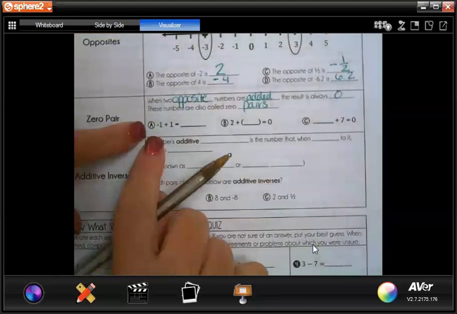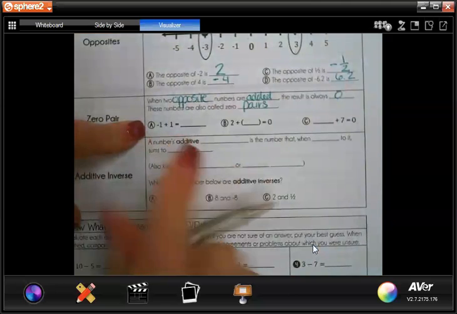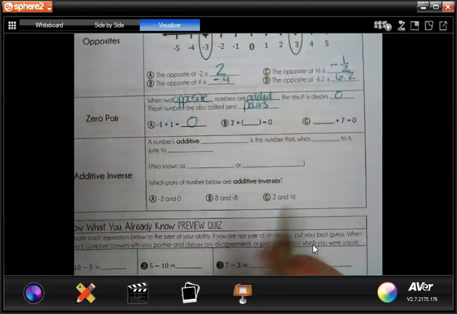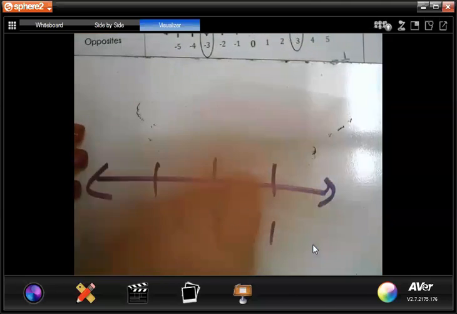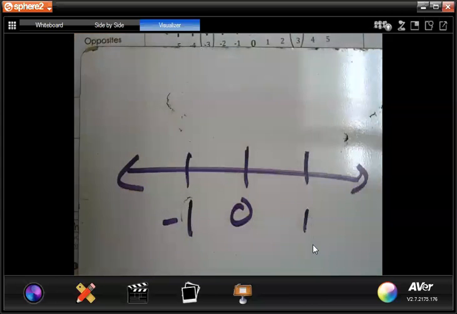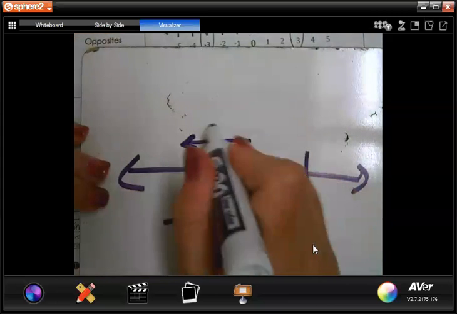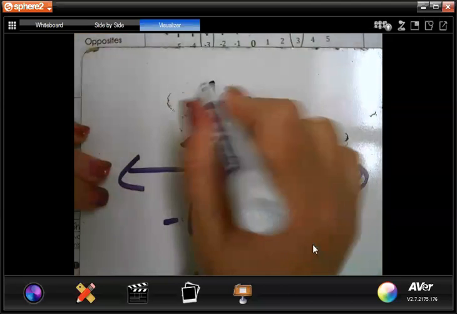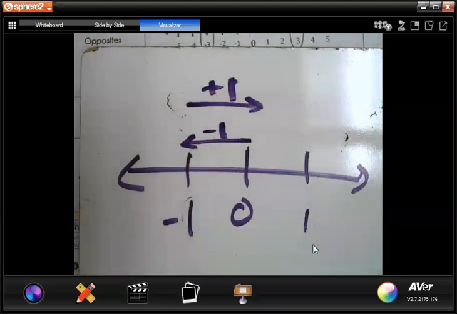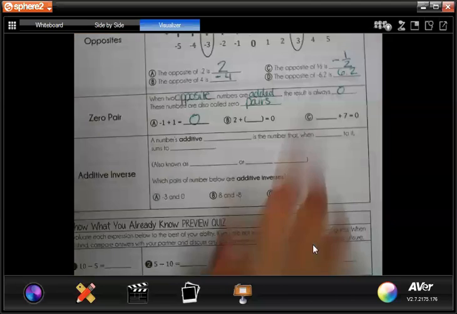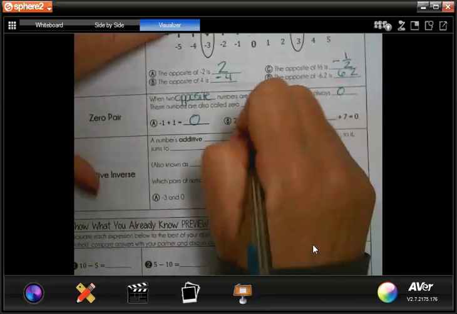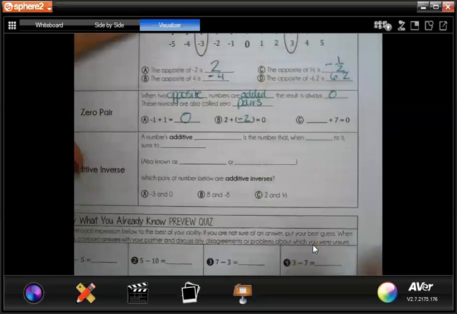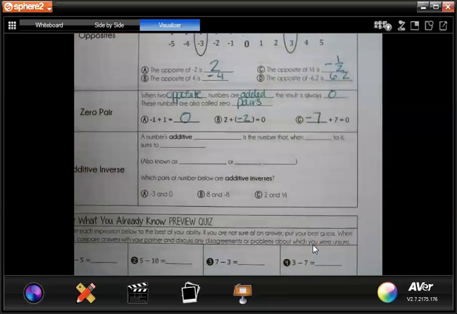So -1 plus 1 is 0. Because if you think about it, if you're on a number line and you add -1 plus +1, that's a 0. Okay. 2 plus -2 is 0. -7 plus 7 is 0.